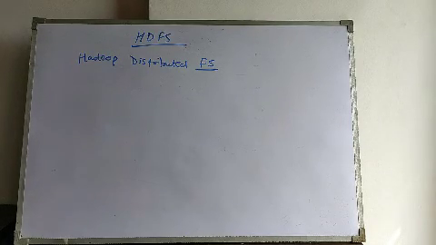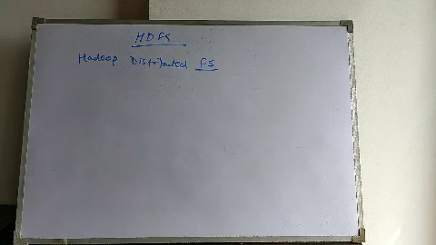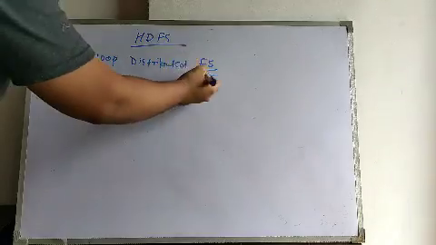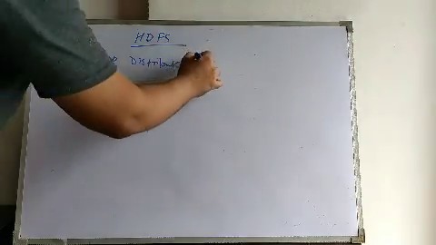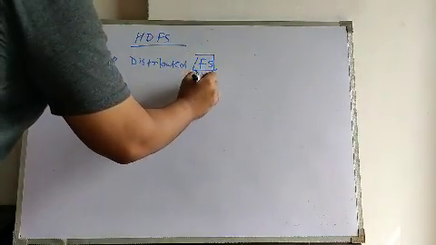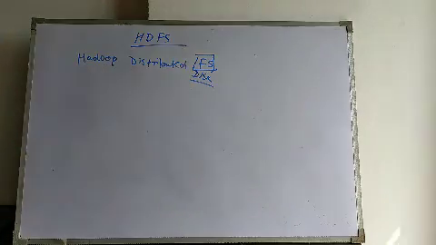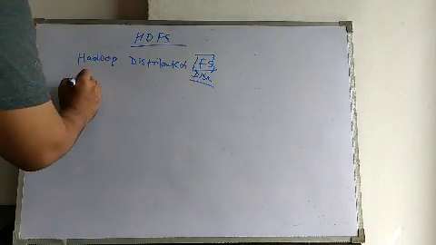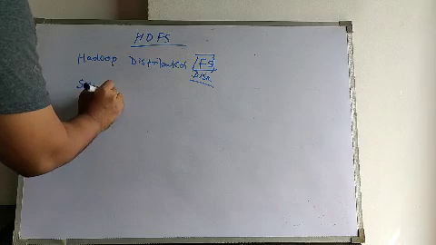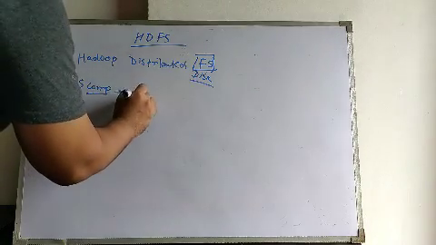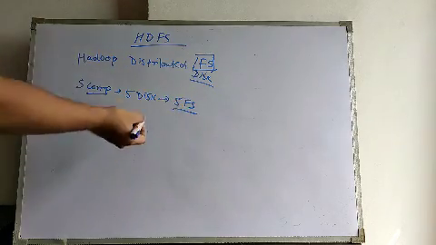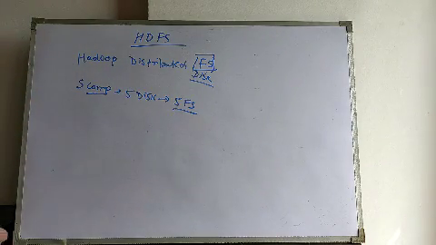Now HDFS means Hadoop Distributed File System. Means you are supposed to distribute your file system. File system means disk. So Hadoop allows you to distribute your disk. Let's say you have 5 disks, means 5 computers. So 5 computers means 5 disks, means 5 file systems. You just distribute these file systems into the network.